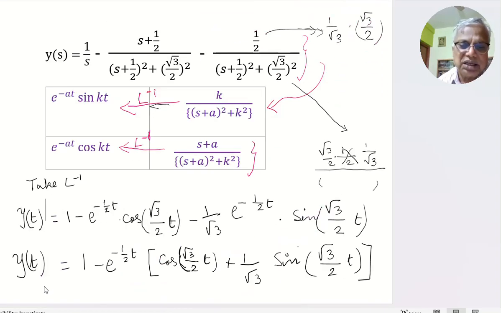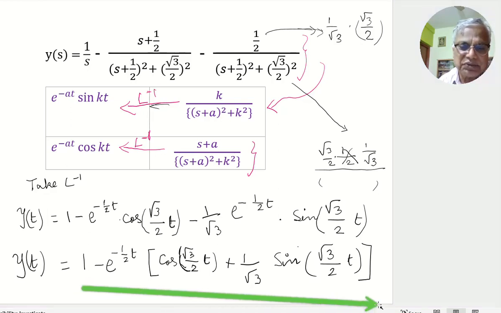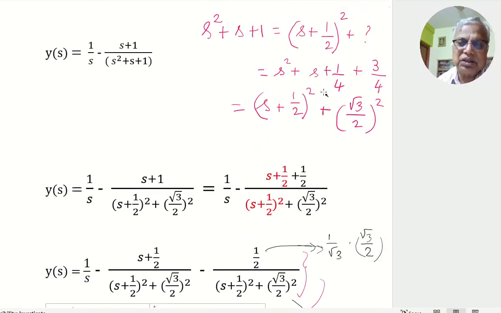Everything is fine. The final solution is this, which is correct. Everything else is right. Only that extra factor 2 had come here, which I have corrected now.